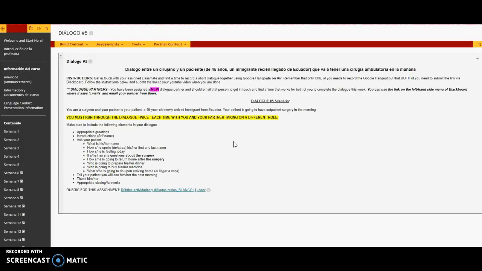So one person is going to be the surgeon, the partner will be the patient. The patient is 45 years old and a newly arrived immigrant from Ecuador who's having outpatient surgery in the morning. Okay? So again, same as Diálogo 4, you are going to be doing these twice where you need to switch roles.